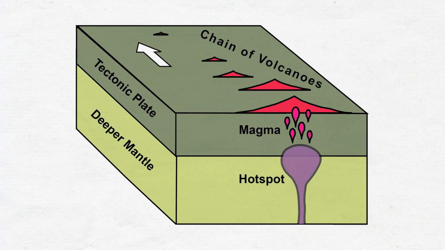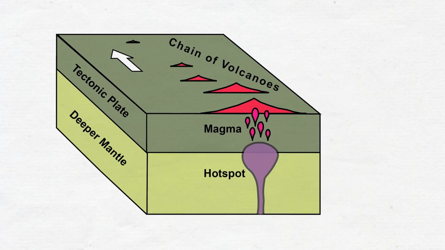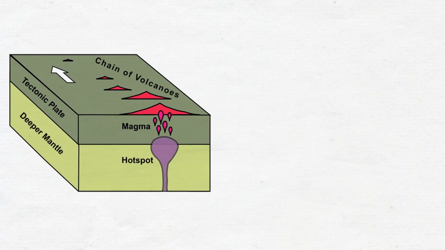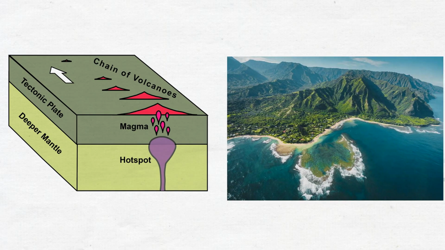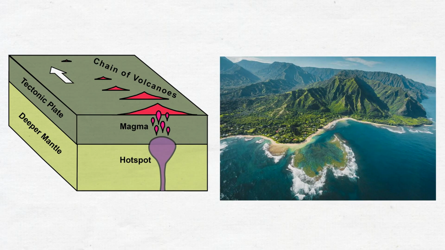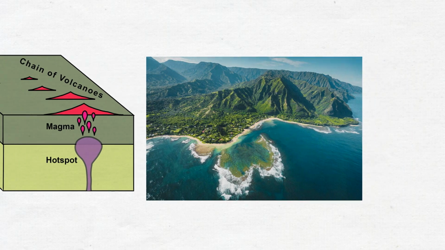Hotspots further illustrate the motion of tectonic plates. These localized areas of volcanic activity, caused by plumes of hot mantle material rising to the surface, create volcanic island chains like the Hawaiian Islands. As the Pacific Plate moves over the stationary hotspot, new islands form, while older ones are carried away, providing a visual record of plate movement over time.